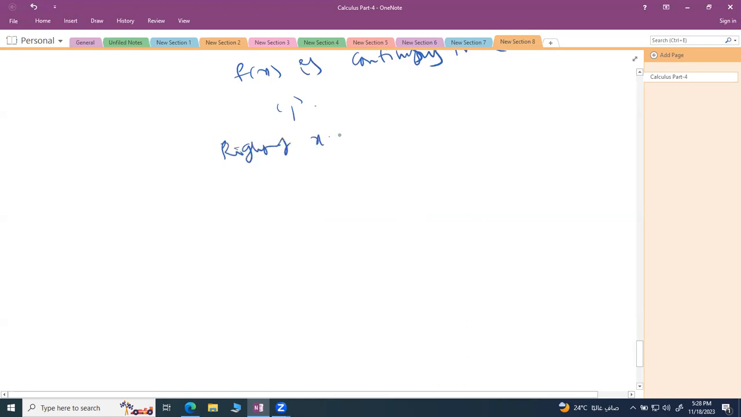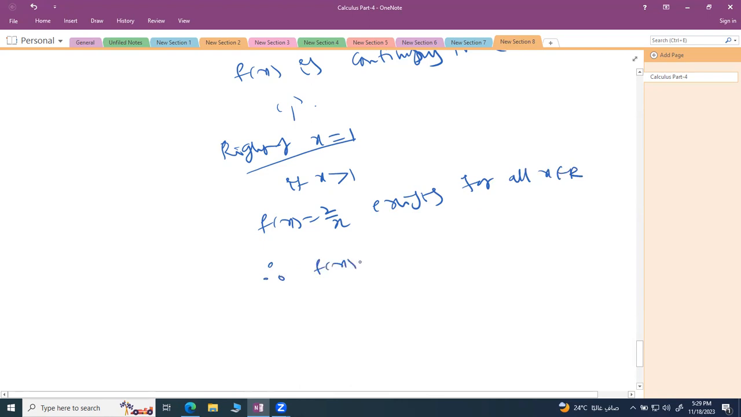Right of x equal to 1. That means if x is more than 1, f of x equal to 2 over x exists for all x belongs to R. Therefore, f of x is continuous to the right of 1.